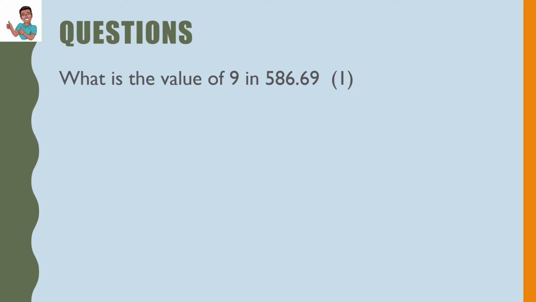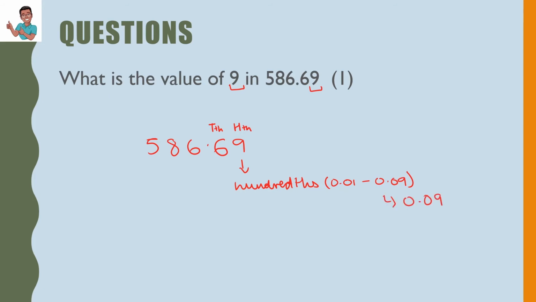Okay, let's see what you've got. We are looking for the number 9. This time we can see it's past the decimal point. We'll write down the number and write the place value. So we've got the tenths, and now we're at the hundredths. We know that 9 is in the hundredths column, and hundredths have the value of 0.01 to 0.09. So therefore the answer must be 0.09.